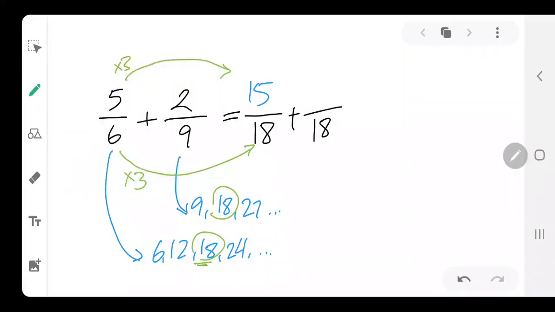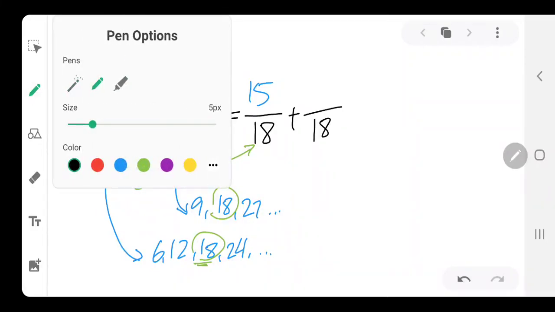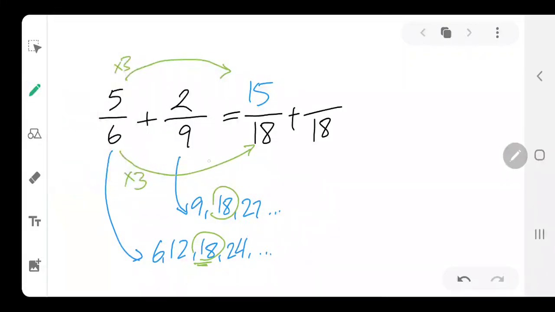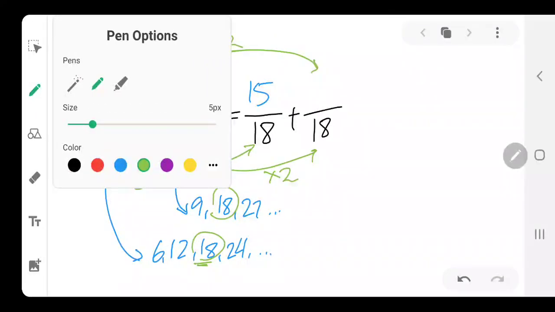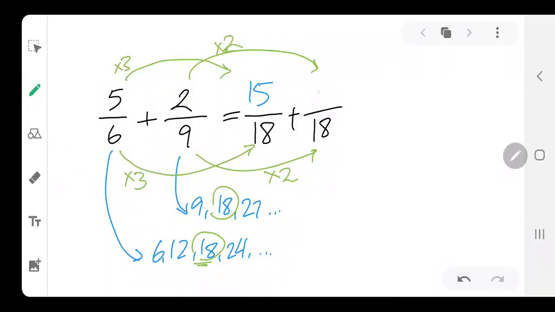What about the next fraction? Well, the fraction 2 9ths, in order for that 9 to give us the new denominator of 18, we multiply that times a factor of 2. That means that we also have to multiply the numerator times that same factor of 2. When we multiply fractions times factors, we multiply both the denominator and the numerator. That makes these equivalent fractions, okay? So 2 times 2 gives us 4.